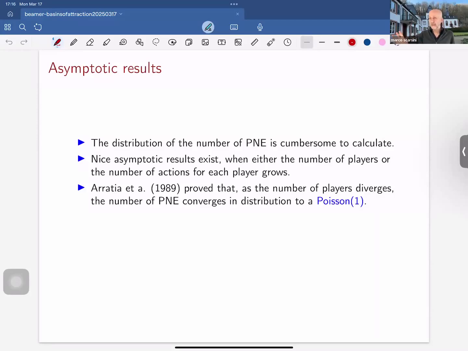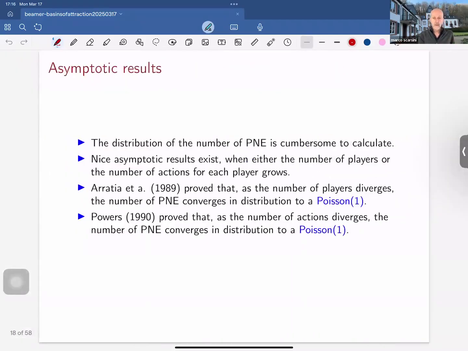They show, as an example, that if you let the number of players in a game diverge and you keep the number of actions fixed, then the number of pure equilibria has a distribution that converges to a Poisson, of course with parameter 1, because the expectation is 1. Then Powers, in 1990, one year later, proved that the same result holds if you let the number of actions diverge and you keep the number of players fixed. So either in the number of actions or in the number of players, the asymptotics lead you to a Poisson distribution of parameter 1. Both these papers use the Chen-Stein method to prove their results.